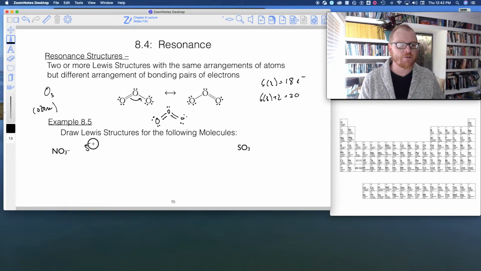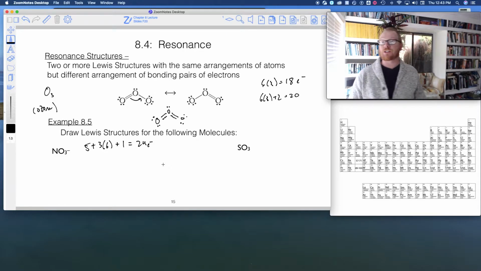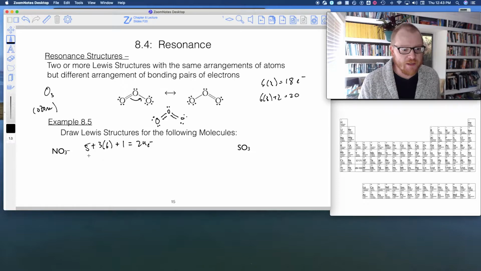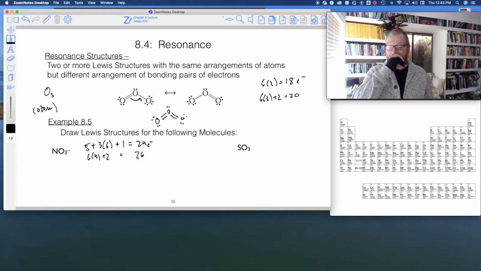Nitrogen has 5. There are 3 oxygens, and each one has 6, plus a negative charge. So that's going to give me 18, 19, 24 electrons to distribute. Clark's rule tells me 6 times 4 plus 2 equals 26. The fact that Clark's rule was 2 more means I need one double bond. Nitrogen has the bigger bonding capacity, so I'm going to put it in the middle, with the 3 oxygens around it. And this tells me that I need one double bond.